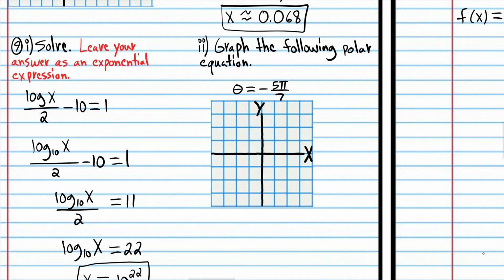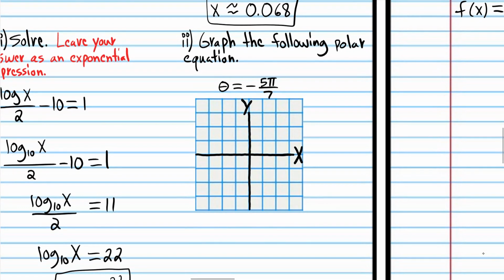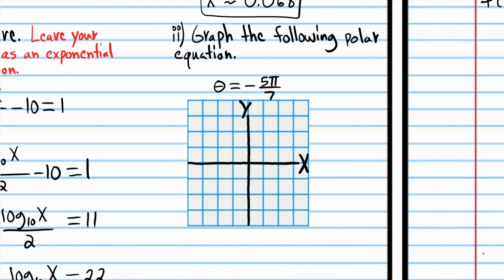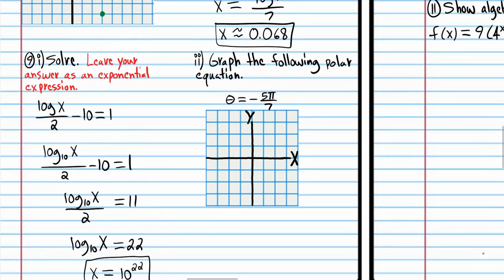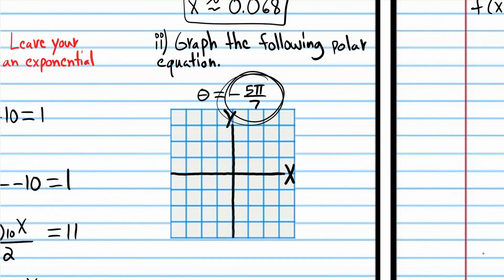Okay, on to part 2 here. So we have a polar equation, and it looks like theta equals negative 5 pi over 7. Well, obviously we have pi in our problem, and if you see pi as a multiple of a number that represents an angle, then that means that you're in radian units. It's assumed that you're in radian units.